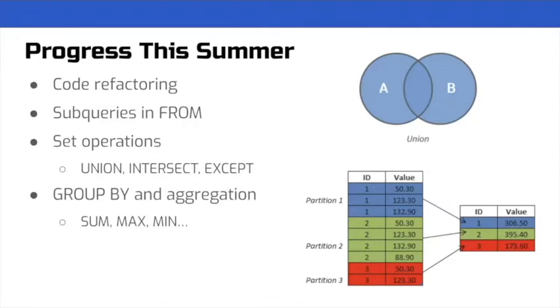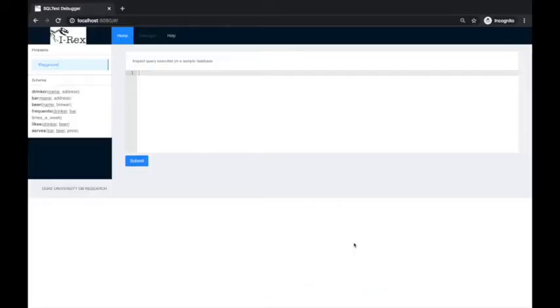Concerning the backend changes, which I will go into more detail in the next slide, the general idea behind these changes was to support the 3 new types of queries that we are working on implementing. These being subqueries in a from clause, set operations like union, intersect, and except, and group by and aggregation queries such as sum or max. Now we will show IREX being used in action.